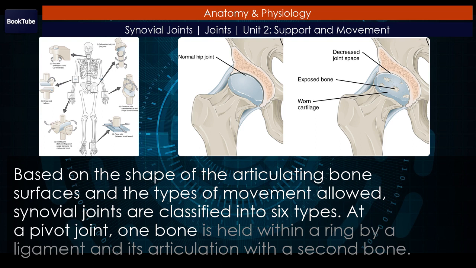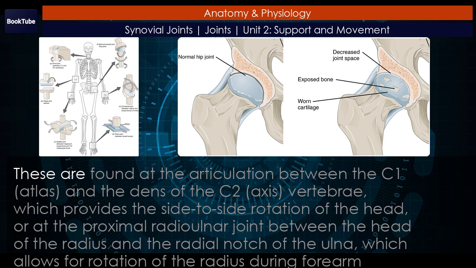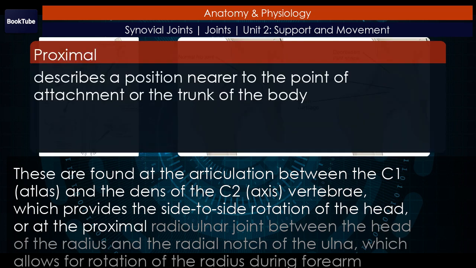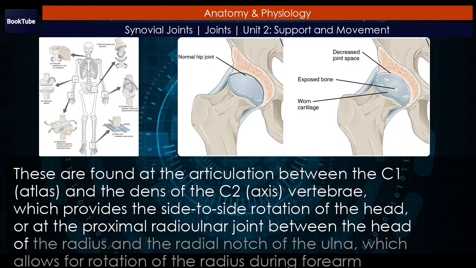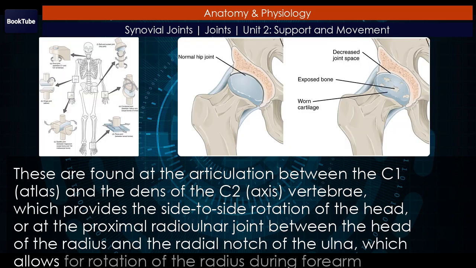At a pivot joint, one bone is held within a ring by a ligament and its articulation with a second bone. Pivot joints only allow for rotation around a single axis. These are found at the articulation between the C1 atlas and the dens of the C2 axis vertebrae, which provides the side-to-side rotation of the head, or at the proximal radioulnar joint between the head of the radius and the radial notch of the ulna, which allows for rotation of the radius during forearm movements.